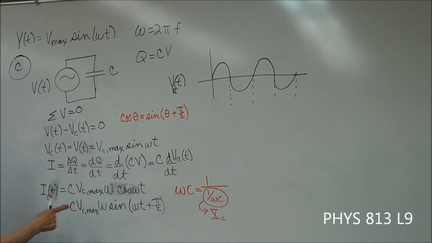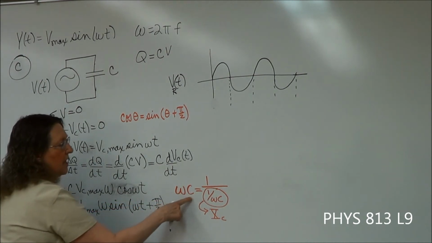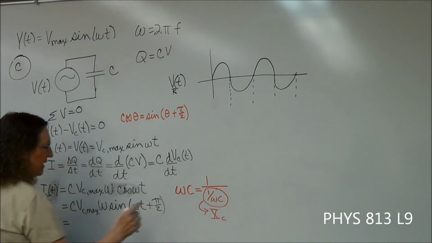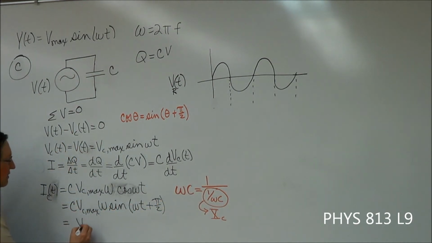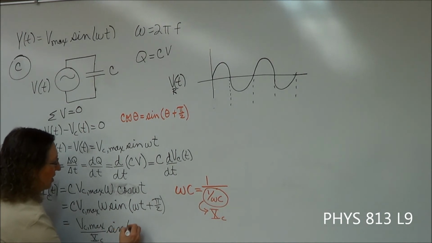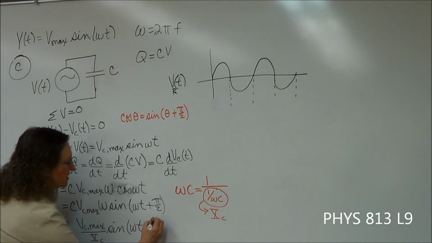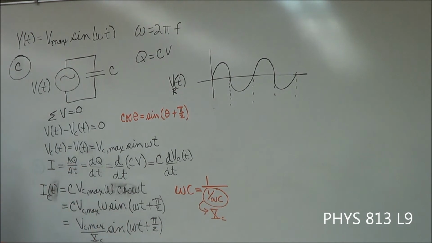So what we can do next here is C times omega is 1 over the reactance. We're going to leave our voltage max in the numerator and put our X in the denominator. And then we still have our sine of omega t plus pi over 2. So we have one more step to get it to be in the format that we would like.